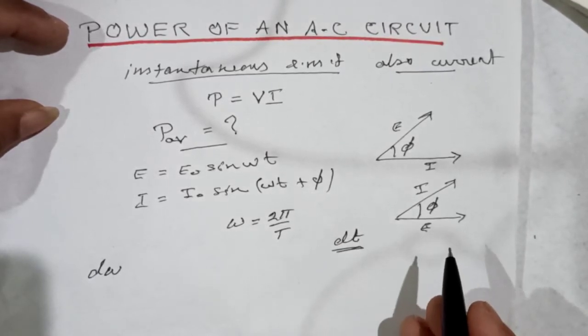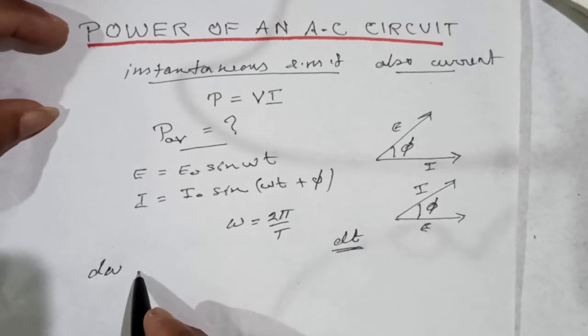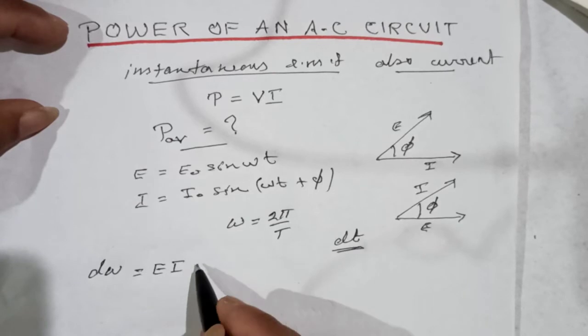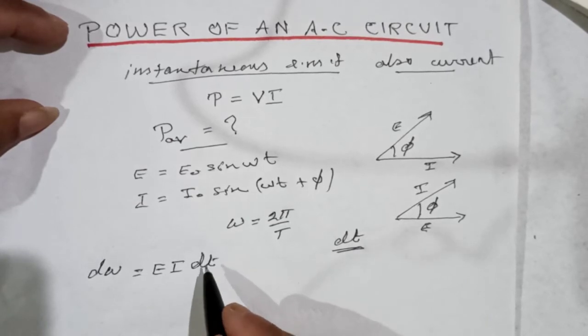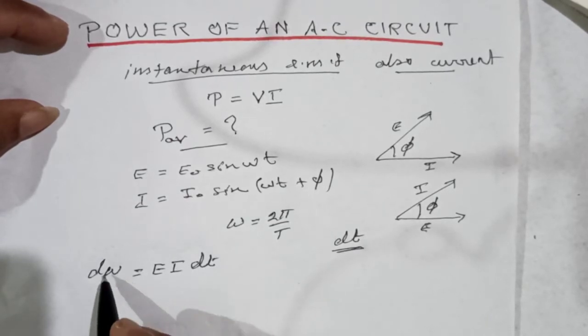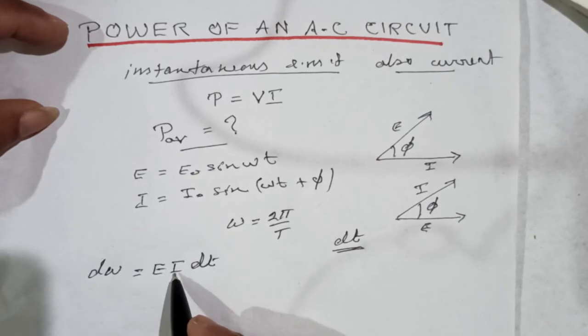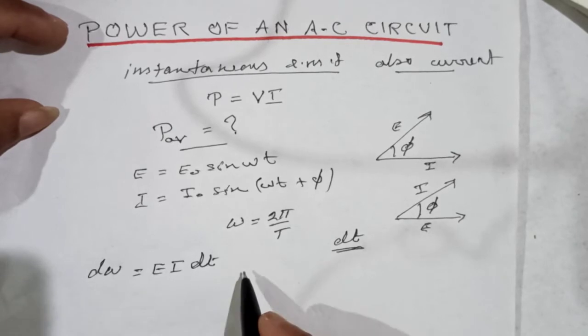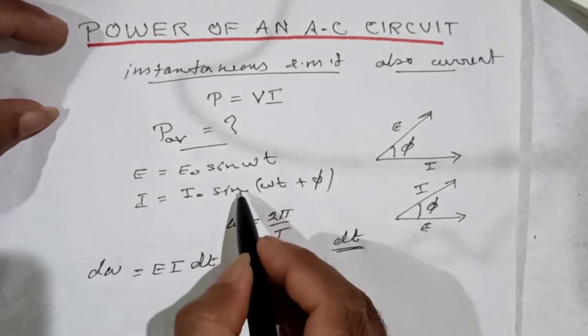Then the small amount of electrical energy consumed is given by E I dt. So the work done equals EMF into current into time, which is the small amount of work done.